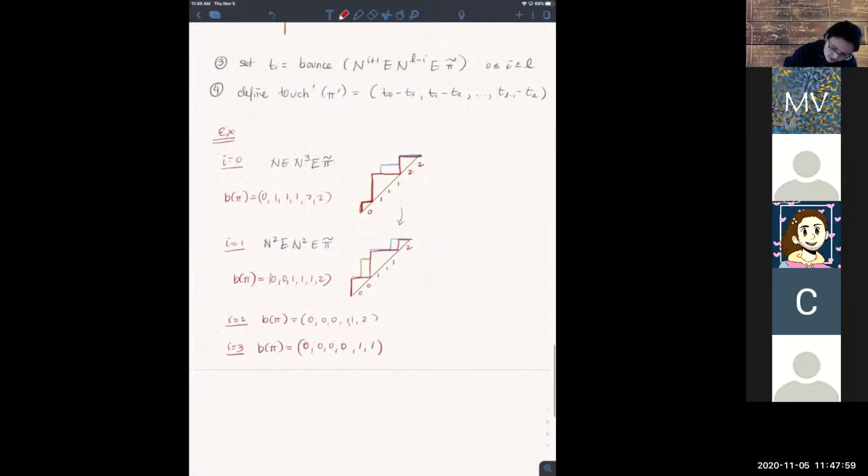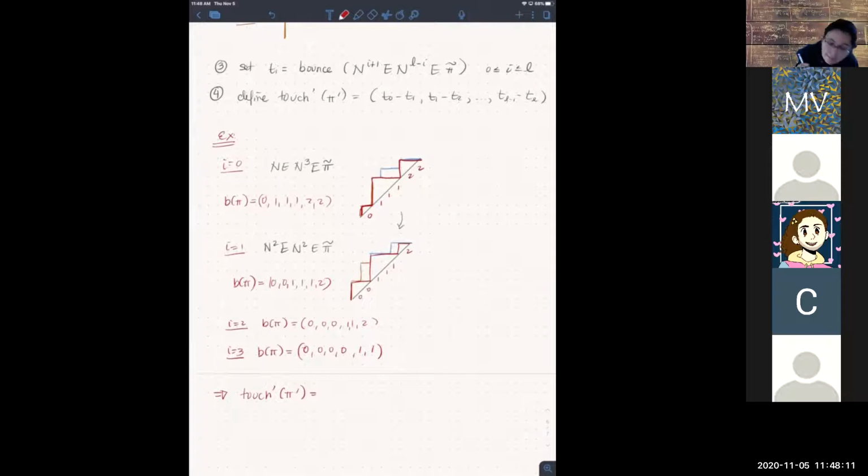Okay, and what that tells you then at the end is that touch prime of pi prime is going to be, so actually, let me. Nicole, quick question. Yeah. Are we doing the bounce path from the bottom now instead of the top? Yes. Ah, okay. That works. Yes. Yes. Sorry. Thank you.